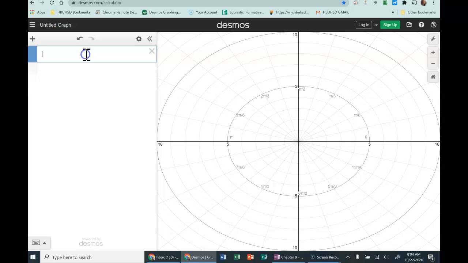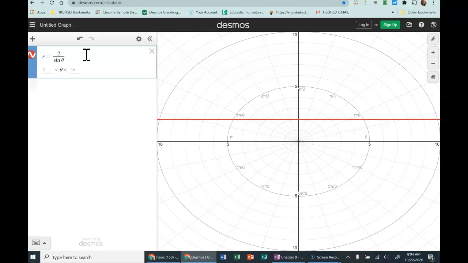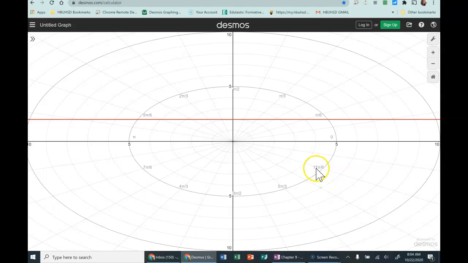Okay. So what we want to do is we're going to type in r equals. Then we said 2 divided by sine. And then if you type in the word theta, the symbol theta will pop up in Desmos. So that's what it looks like in Desmos. As you can see here, it's a horizontal line right at 2. Again, it's a horizontal line at y equals 2.